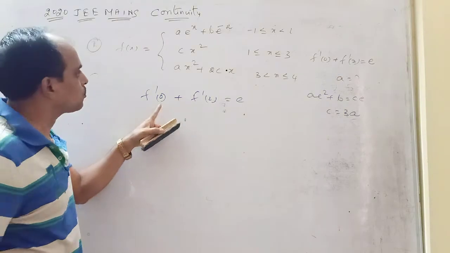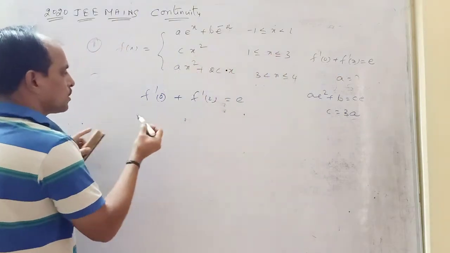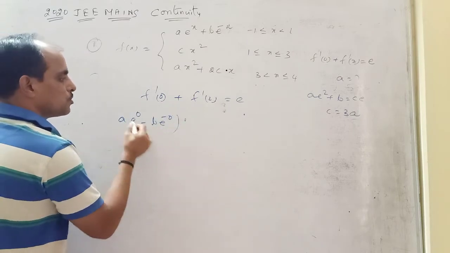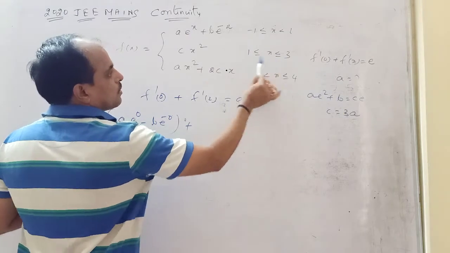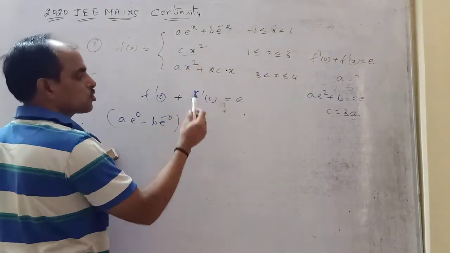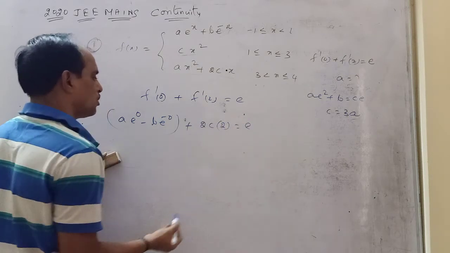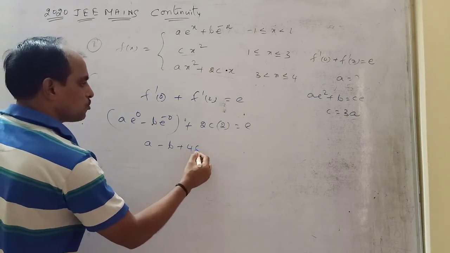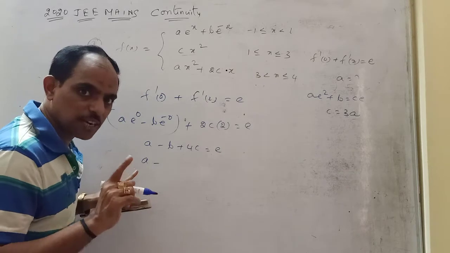F dash of 0 means in between minus 1 to 1. So you differentiate this one: a e power 0 minus b e power minus 0, plus f dash of 2. 2 is in between this function, so this is cx square. What about its derivative? 2cx, x means 2, is equal to e. So this is a minus b plus 4c is equal to e. We are going to find the value of a only.